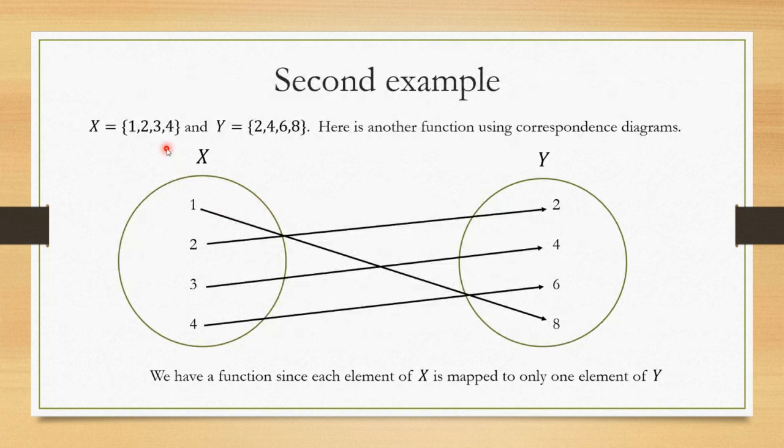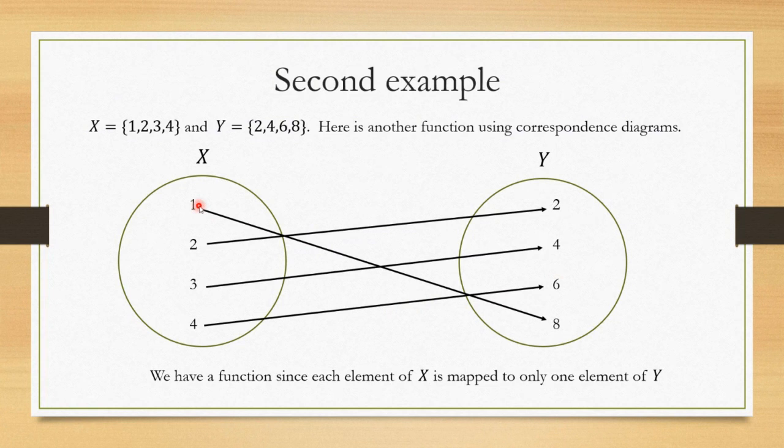Here's another example. The same sets, X and Y. The function is a little bit different though, because now 1 goes into the function, but 1 is assigned to 8. 2 is assigned to 2. So again, a function is like a machine. Number 2 goes in, and number 2 comes out. 3 goes in, 4 comes out. Here we have 4. 4 goes in, 6 comes out.